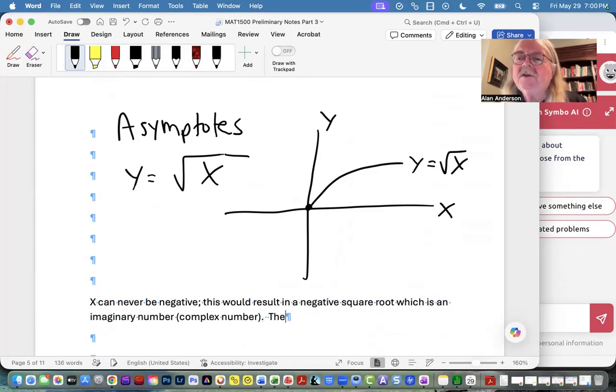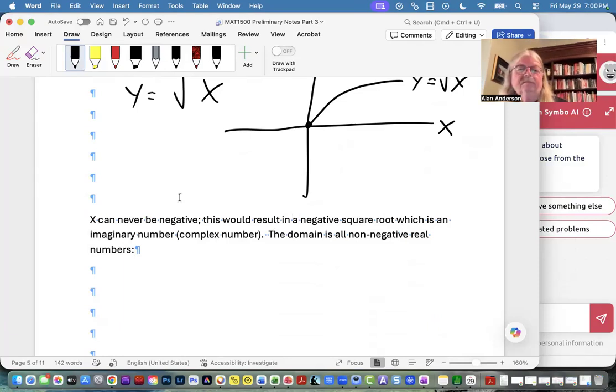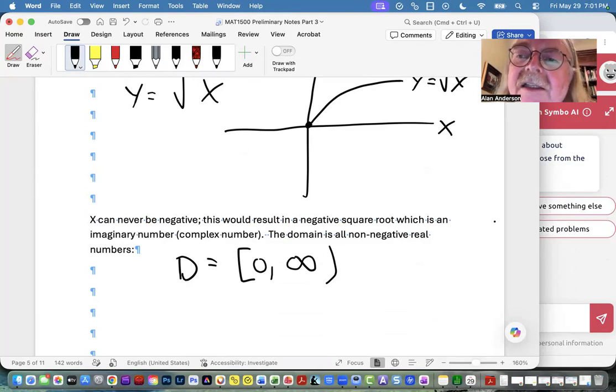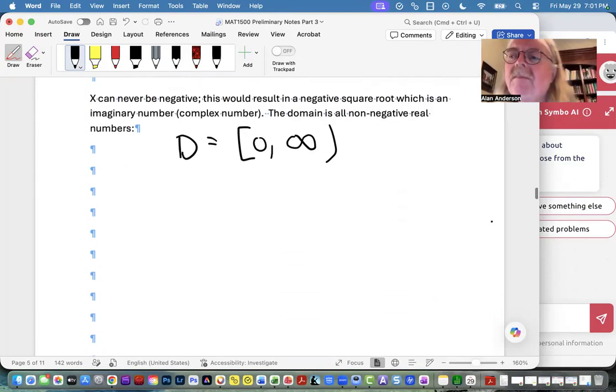So therefore, in this case, the domain is all non-negative real numbers, and you would write it like this. Notice that zero is allowed because you can take the square root of zero. That's not a problem. But anything below that, negative 0.01 even, leads to a negative square root, which we can't allow.